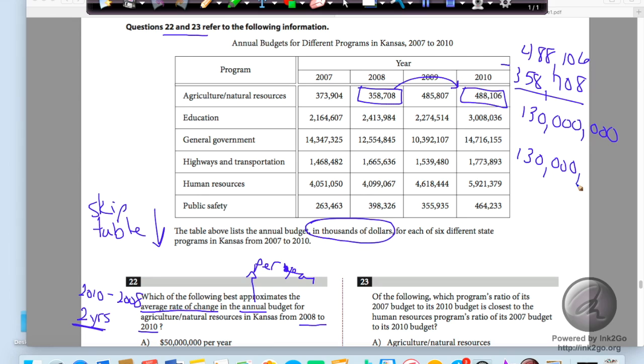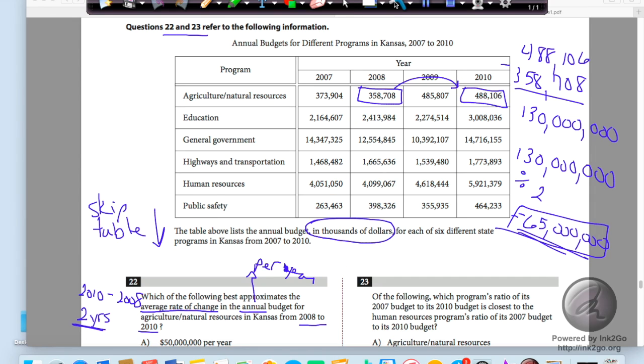So here I have 130 million as the rate of change from my 2008 budget to my 2010 budget, but this is over 2 years. So I want to divide by 2, and this gives me approximately 65 million. My 65 million is the rate of change per year, which reflects my annual budget. So 65 million is going to be my best possible answer.